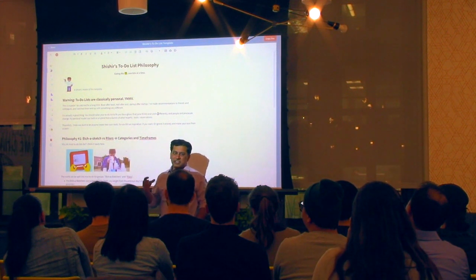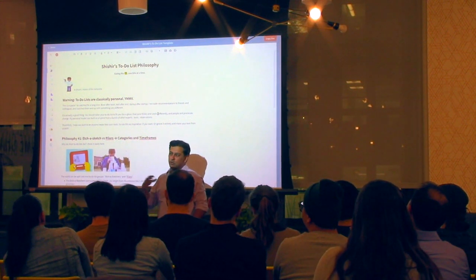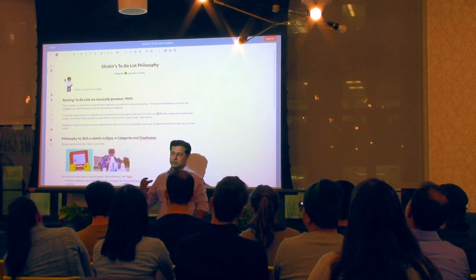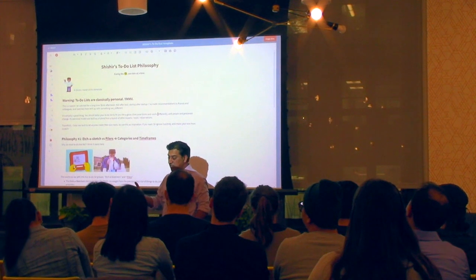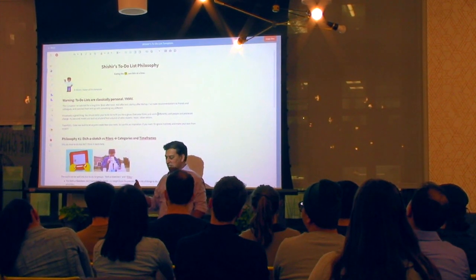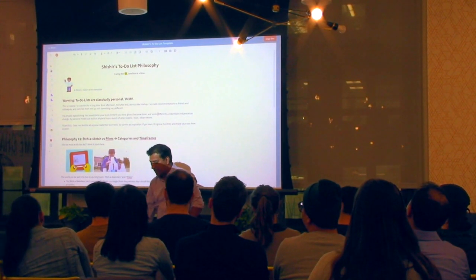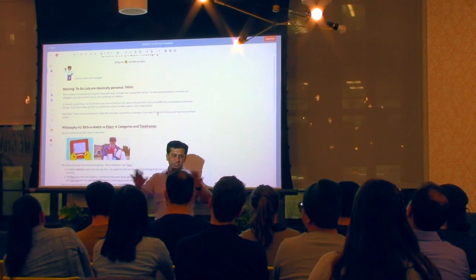The backstory here is this started as an email to my team. Before Coda, I used to work on YouTube. People who worked with me asked me a lot how I manage my time. So I wrote this email to my team, and I started with this big warning, saying to-do lists are super personal, this may not work for you.